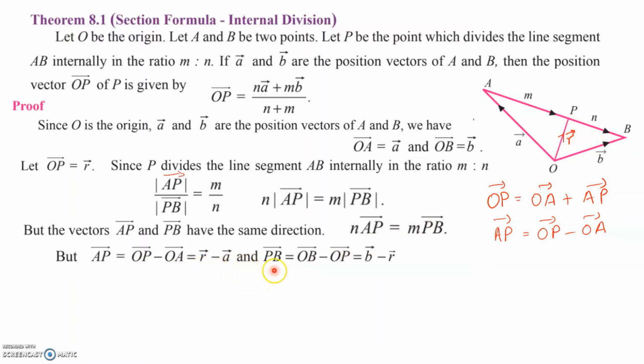And similarly, we can prove that PB is equal to OB minus OP. Like how we proved here, we can also prove this. And replacing OP with R and OB with B, you get this result.